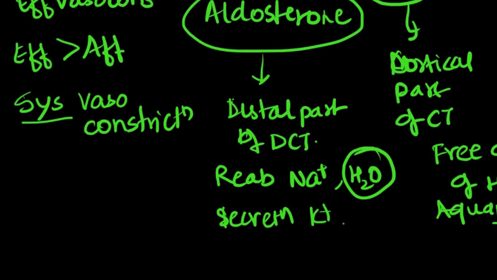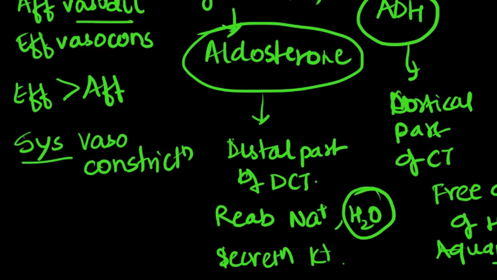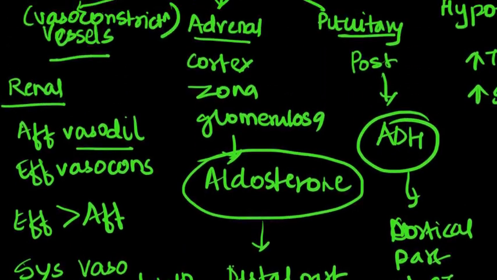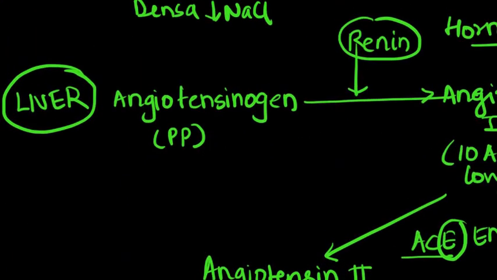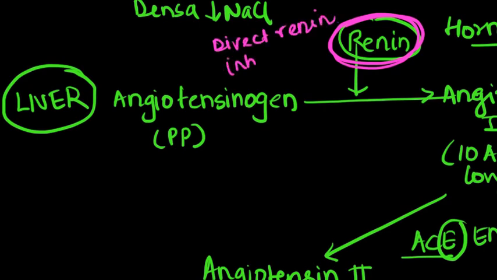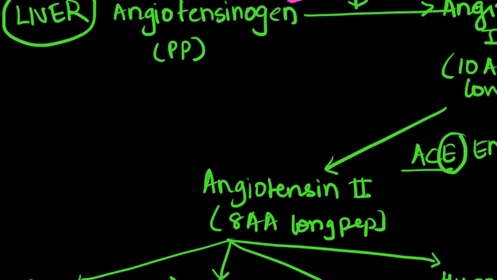Okay, so I think this is pretty clear. Now, how does it play a role in our drugs? We have drugs acting at various levels. Let me make it in some other color which is pretty prominent. One is the drug acting at the renin part, which is direct renin inhibitors. This is just one, which is aliskiren. This is a direct renin inhibitor, principally used in hypertension.